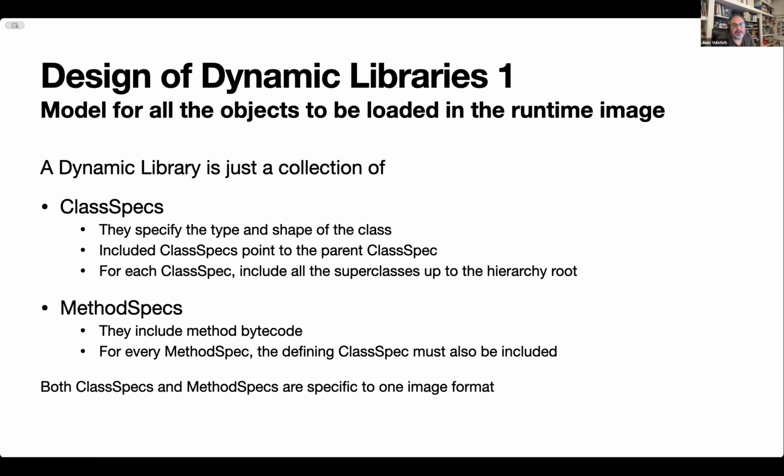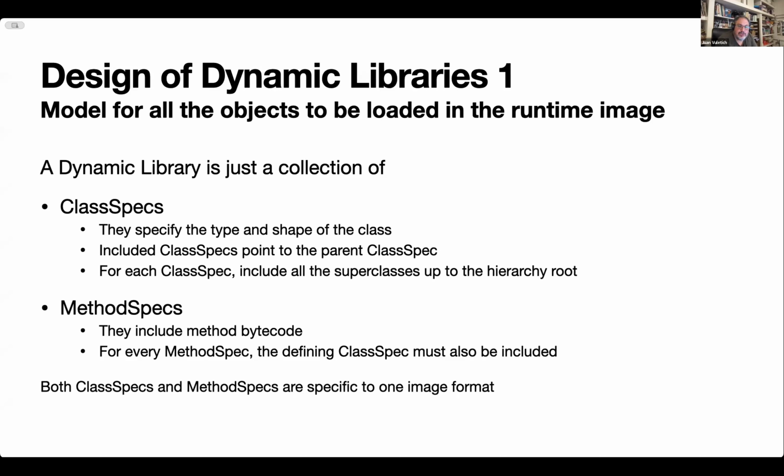So what about dynamic libraries? Dynamic libraries reuse much of the model built for Bootstrap. A dynamic library is essentially a collection of class specs and method specs. Still, they are specific to an image format because the image loading the library is not required to include a compiler or to know how to compute the internal state for new classes. Each class spec specifies the shape of a class as known by the builder image, and is assumed when building the bytecode for the method specs.